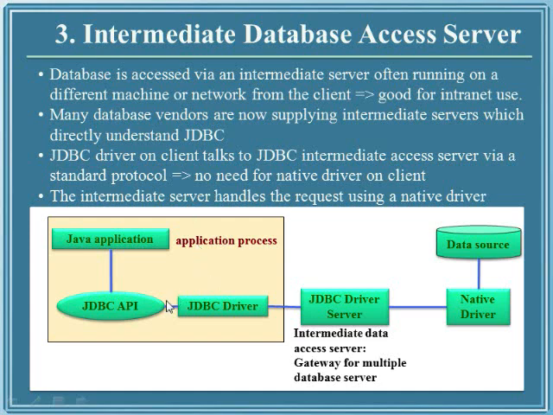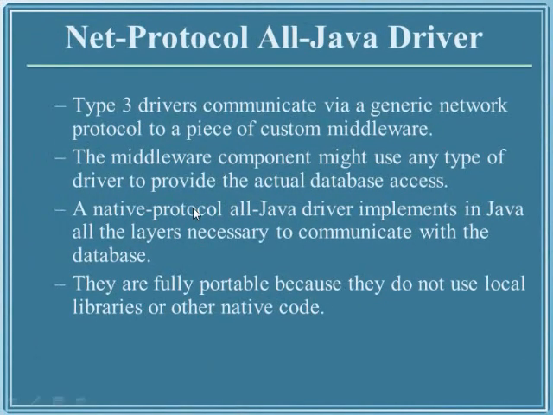functionality, wherein you talk to this Jdbc middleware using a standard Java protocol. It then talks to its database using the appropriate protocol. So Jdbc clients talk to the intermediate server using the standard protocol. There is no need to have the native driver or any other thing. The intermediate one translates it and talks to the database. Okay, this is the type 3 one. It is done via a generic network protocol that is sent to the database. The same server can talk to many different databases. That option is also there.